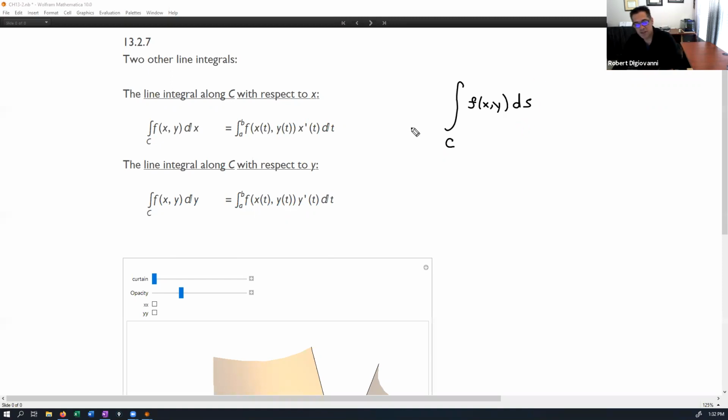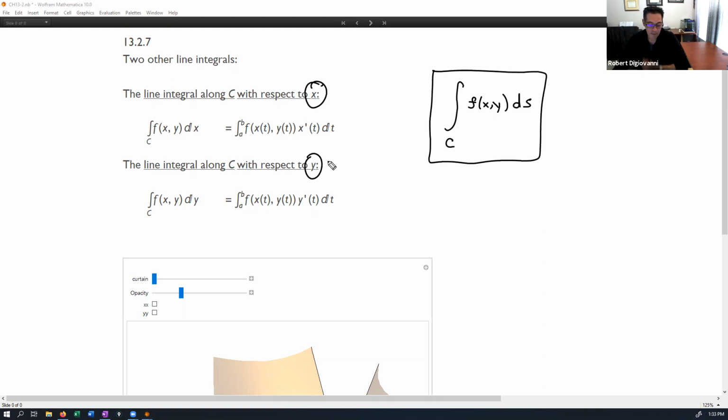Okay, so this is the line integral with respect to arc length, right? We have a little ds here. There are 2 others that we could have. One of them is called the line integral along C with respect to x, and the other is the line integral along C with respect to y. The only difference between these and the original is that we're no longer doing ds. Here we put dx, and notice that this is the only difference.